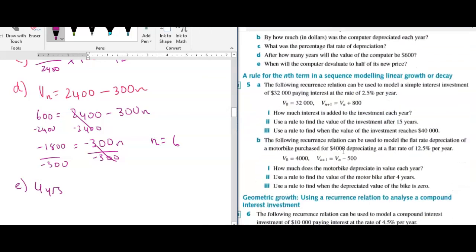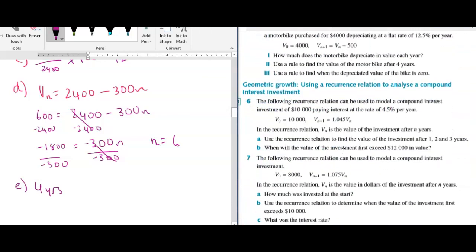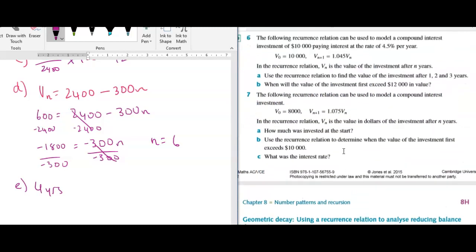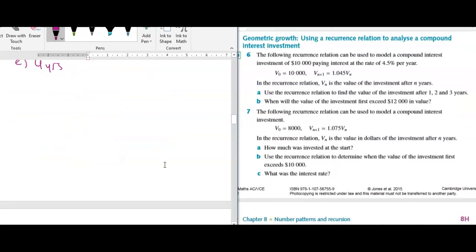Up to you. Okay, so I'm going to skip question 5 and do some geometric. Might just do one of each, just to allow you to have a go at doing something on your own.